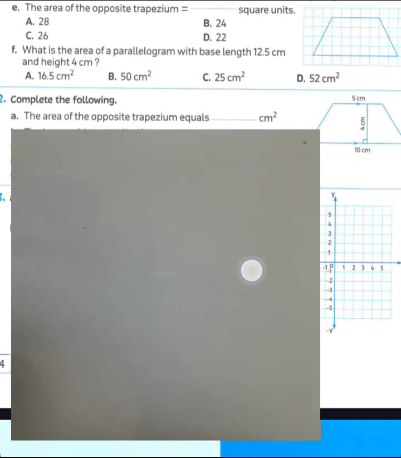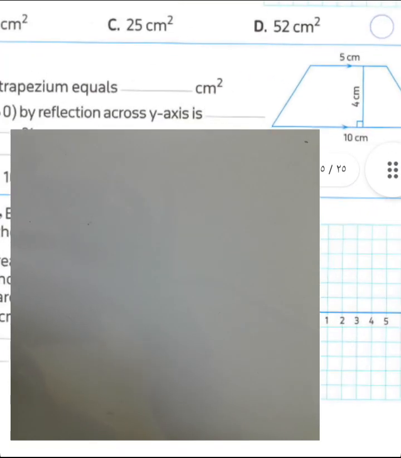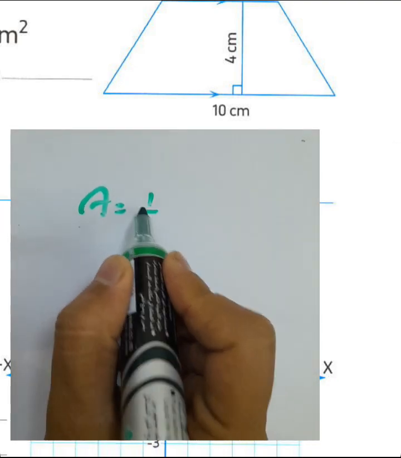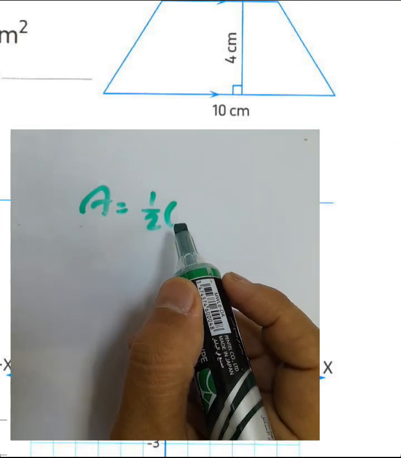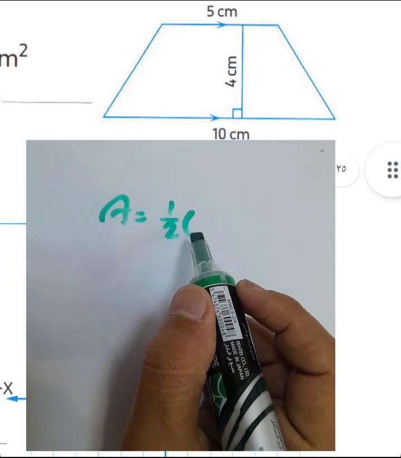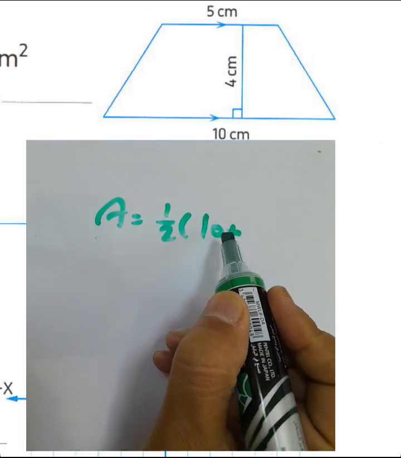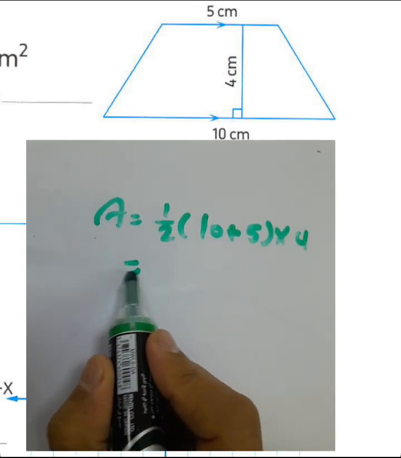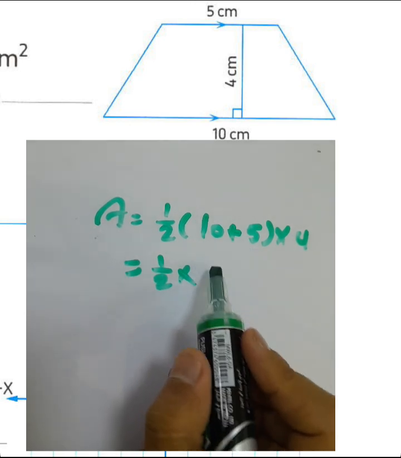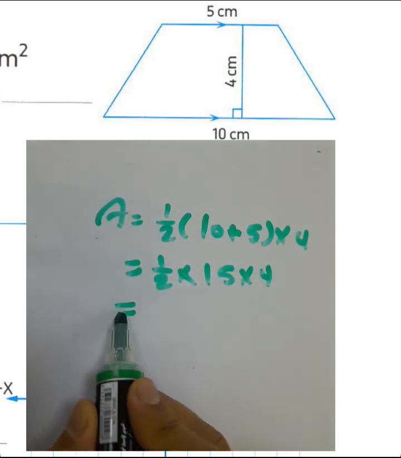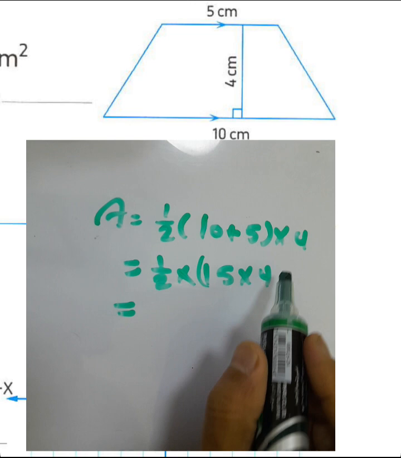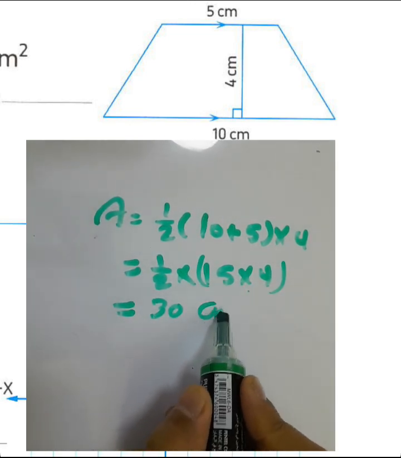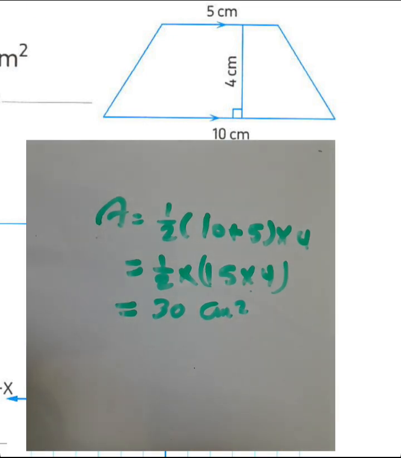Next example, the area of the opposite trapezium equals what? The area of a trapezium is half the sum of the two bases times the height. We have two bases, 10 and 5, multiplied by the corresponding height 4. Then half the product of the sum, 15, times 4. Half times 15 times 4 equals 60. 60 divided by 4 equals 30. 30 square centimeters.